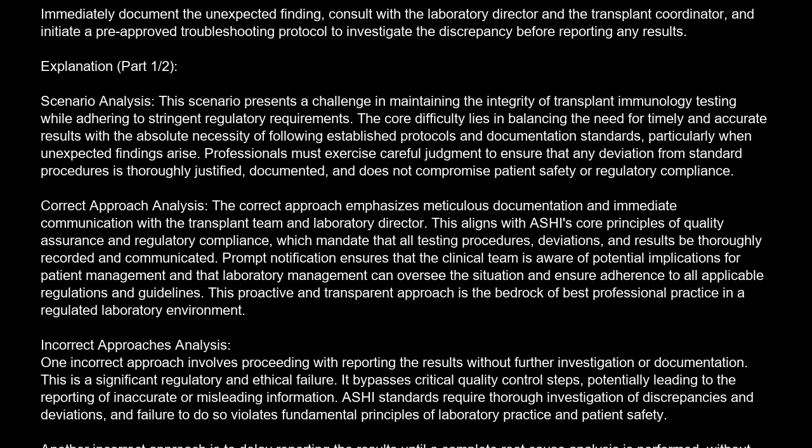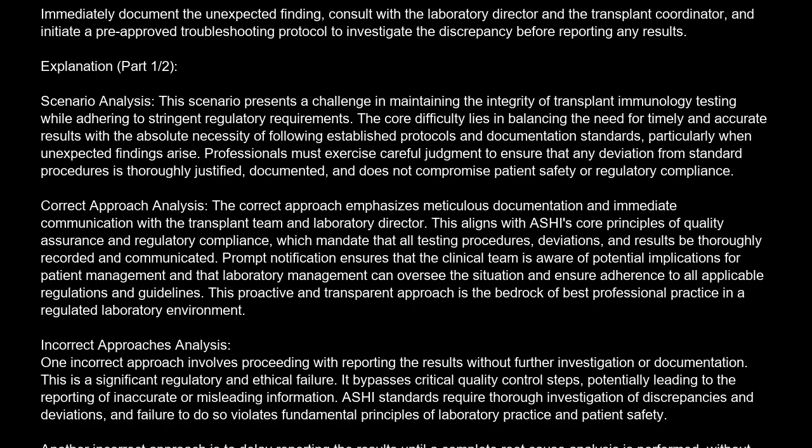The correct answer is D. Immediately document the unexpected finding, consult with the laboratory director and the transplant coordinator, and initiate a pre-approved troubleshooting protocol to investigate the discrepancy before reporting any results.